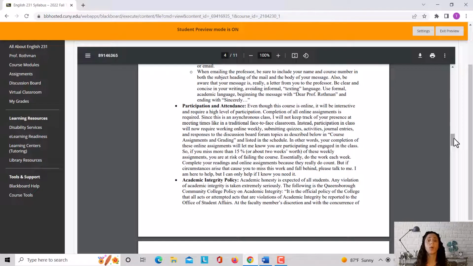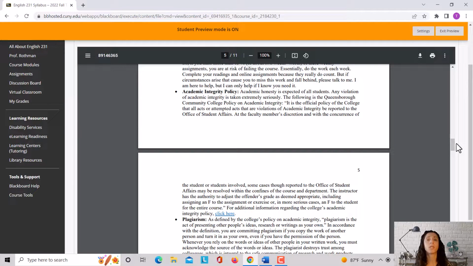So if you miss more than 15% or about 2 weeks worth of these weekly assignments, you're at risk of failing the course. Essentially, do the work each week. Complete your readings and online assignments because, yes, they really do count. But if circumstances arise that cause you to miss this work and fall behind, please talk to me. I'm here to help, but I can only help if I know that you need it.